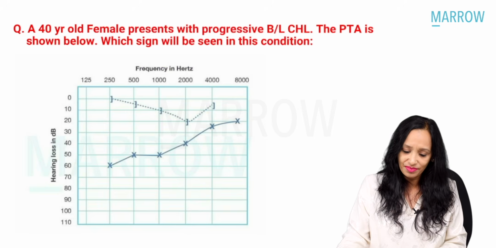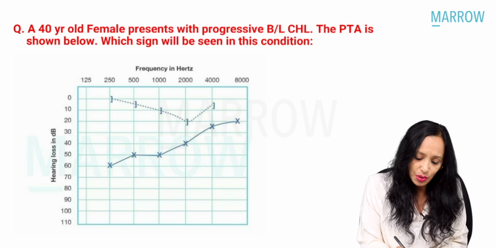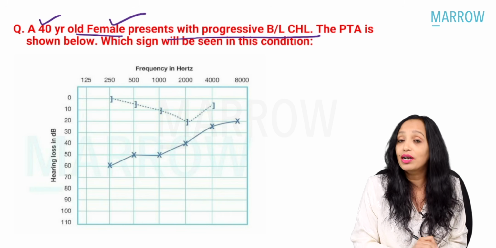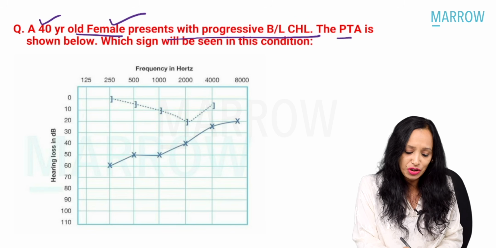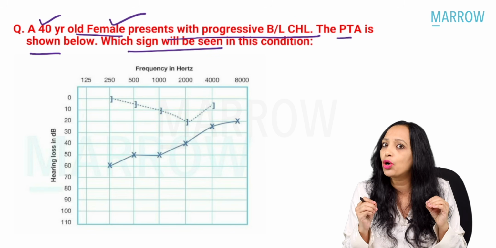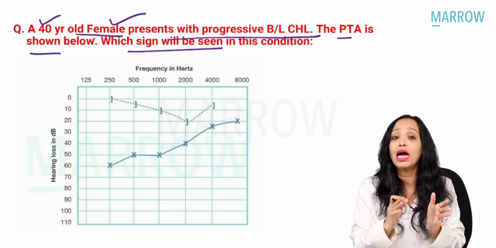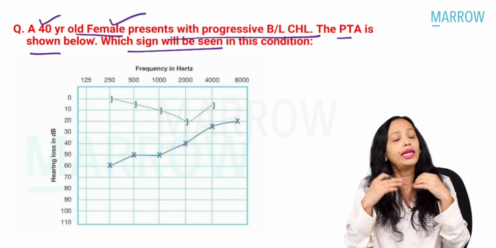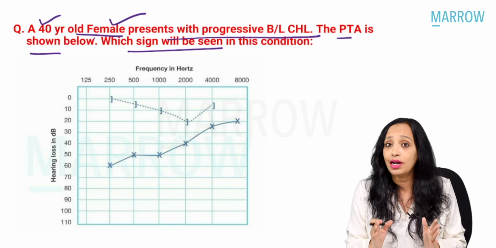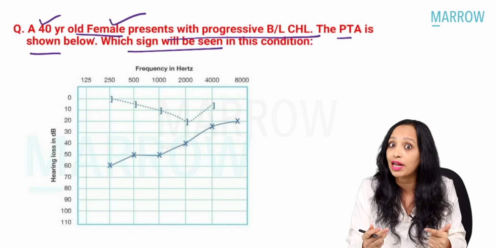Okay, so now, we had this question that was asked again this year. A 40-year-old female presents with progressive bilateral conductive hearing loss. PTA is shown below, which sign? So I have told you, do not jump on seeing the audiogram. First, is the history telling you something? A 40-year-old female, any adult female or adult male can be, but more common in female, with bilateral conductive hearing loss, what should come to your mind? Otosclerosis.